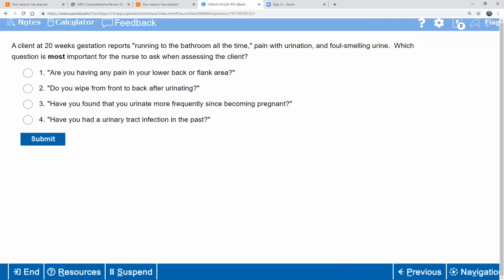A client at 20 weeks gestation reports running to the bathroom all the time, pain with urination, and foul smell in urine. Which question is most important for the nurse to ask when assessing the client?